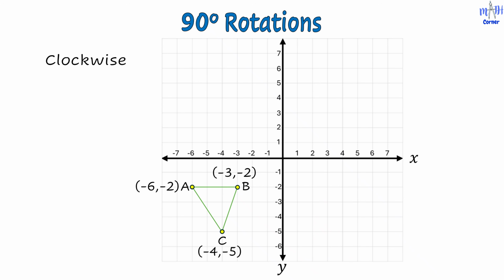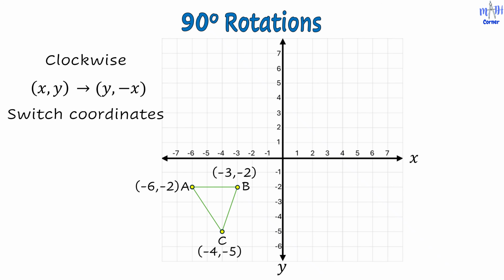Next is clockwise rotation. Let's rotate the original triangle 90 degrees clockwise. For a 90-degree clockwise rotation, the rule is this. Point (x, y) becomes (y, -x). That means we will switch the coordinates, and we will change the sign of the new y.